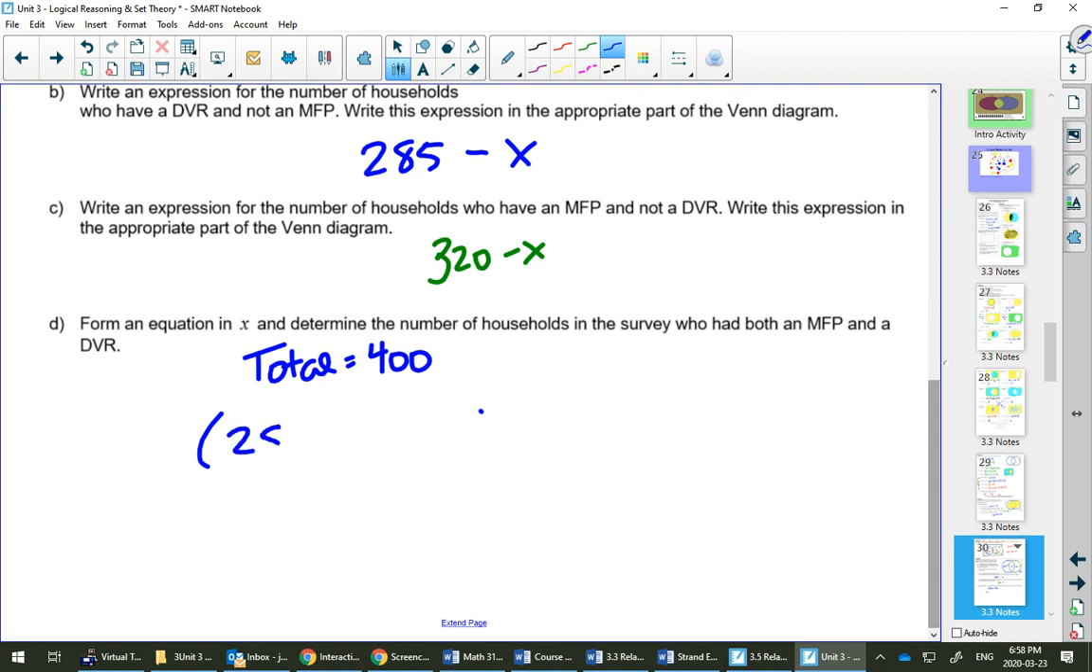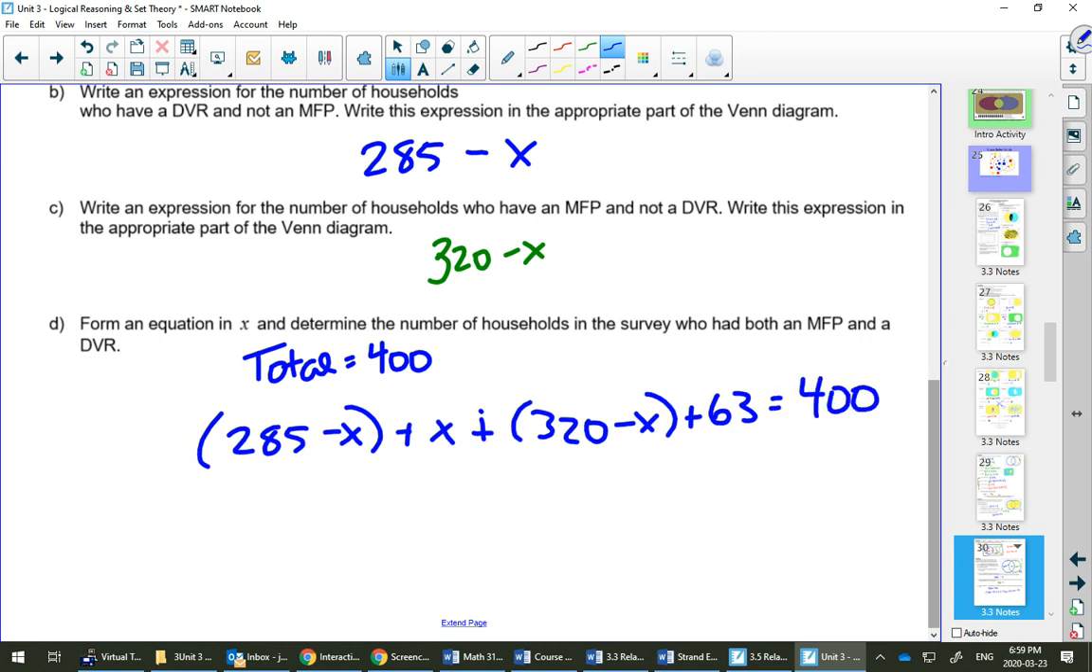I can write out that 285 minus X plus 320 minus X plus the 63, that's one that we often forget, equals 400. We simplify by combining like terms. So 285 plus 320 plus 63 is 668. A negative X and a positive X cancel out, and I'm left with a negative X equals 400.